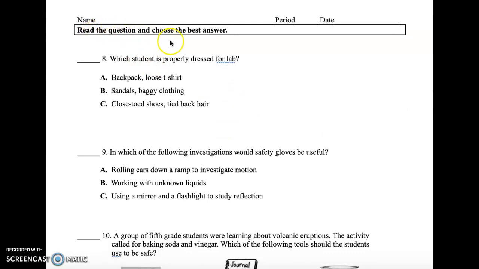Read the question and choose the best answer. Number 8. Which student is properly dressed for lab? A. Backpack, loose t-shirt. B. Sandals, baggy clothing. Or C. Closed-toed shoes, tied back hair.